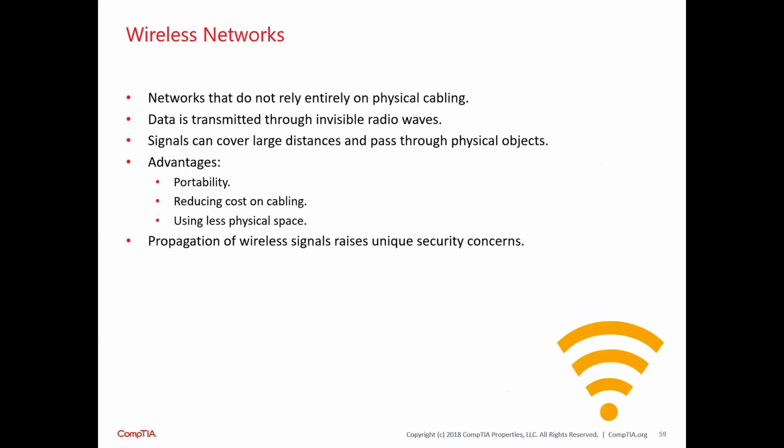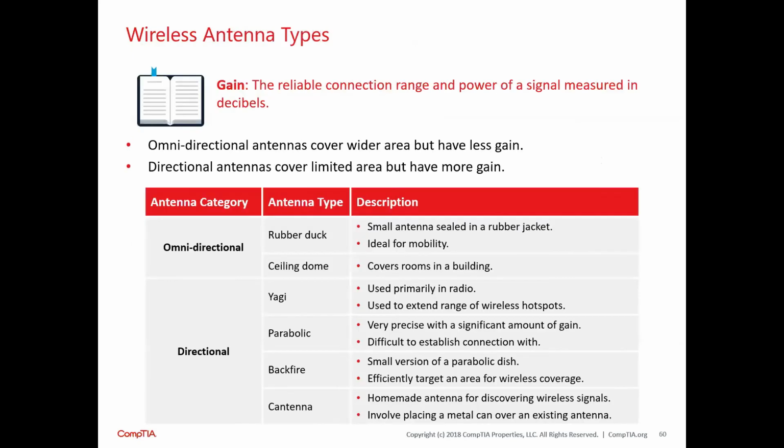And the last part here is about wireless networks. You know about networks, so I won't really explain this. Basically, it is a network that does not rely entirely on physical cabling and transmits through invisible radio waves. Advantages: portability, reduced cabling costs, and less physical space. For wireless antennas, we have different types like omnidirectional and directional, and antenna types like the rubber duck, ceiling dome, and so on. You can find examples such as the Yagi antenna or parabolic antenna.